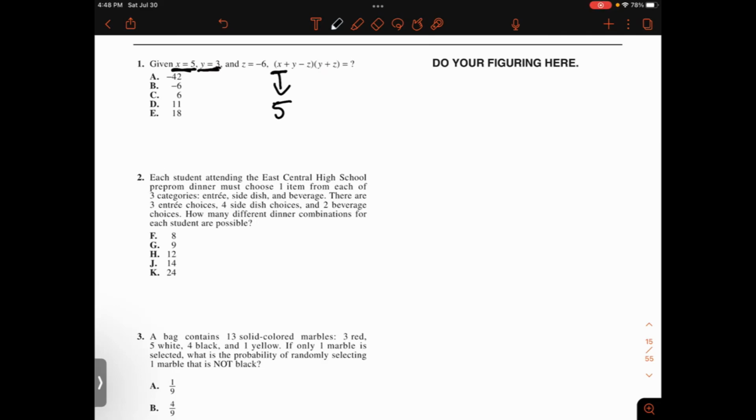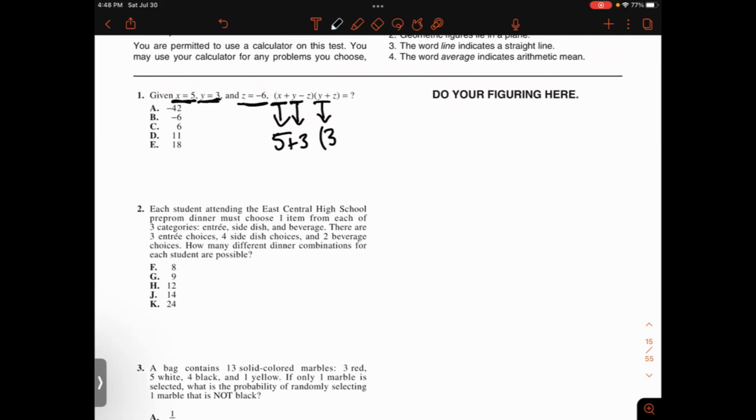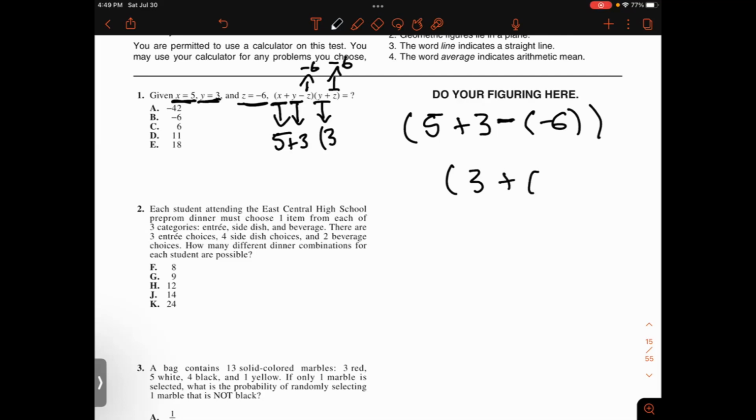Y equals 3, so every time I see a y, that would be 3. And then same for z. Every time I see z, that would be -6. Okay, so let's properly plug them in. So x is 5, so we have 5 plus y is 3, minus, and z is -6. So it looks like this, minus -6. And then y is 3 and z is -6, so it's plus -6.